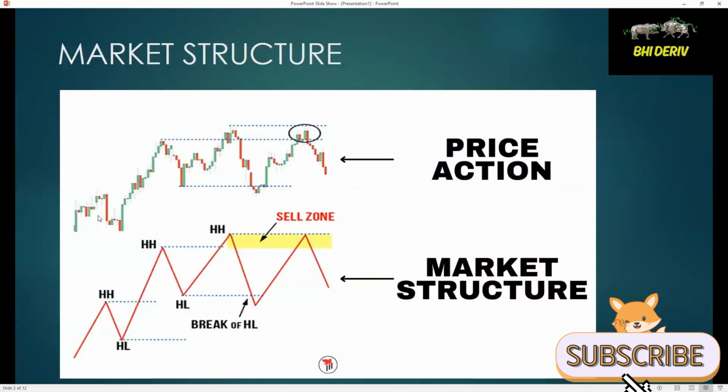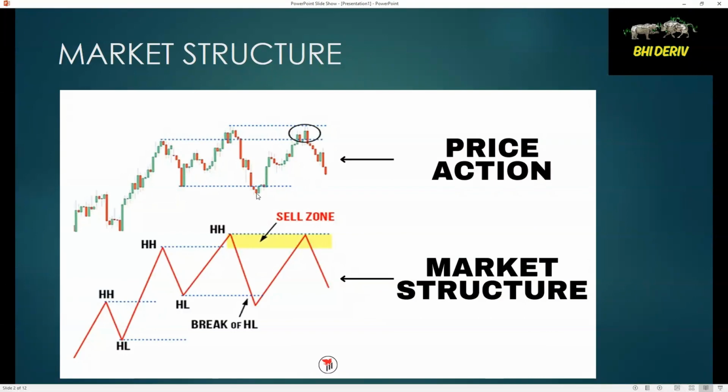Now we can see from this market we have a high here, a low here, a higher high, a higher low, a higher high. Then we have a break of a previous low here by this. Then a retracement into the sell zone. Then prices are expected to start dropping from there.